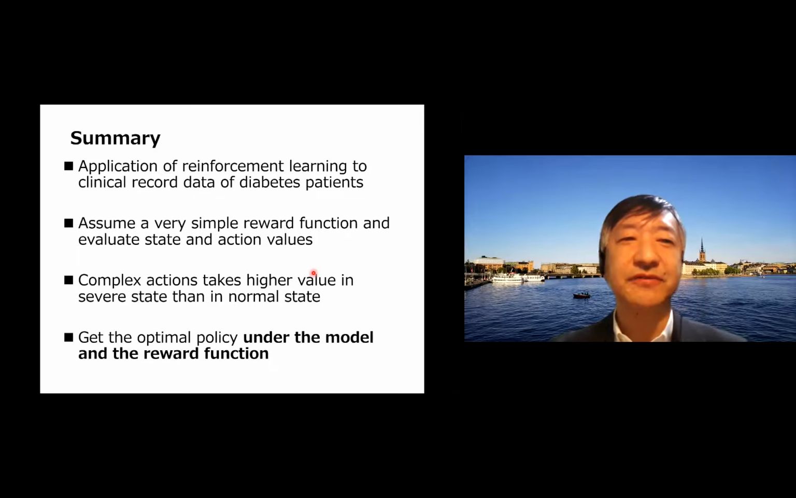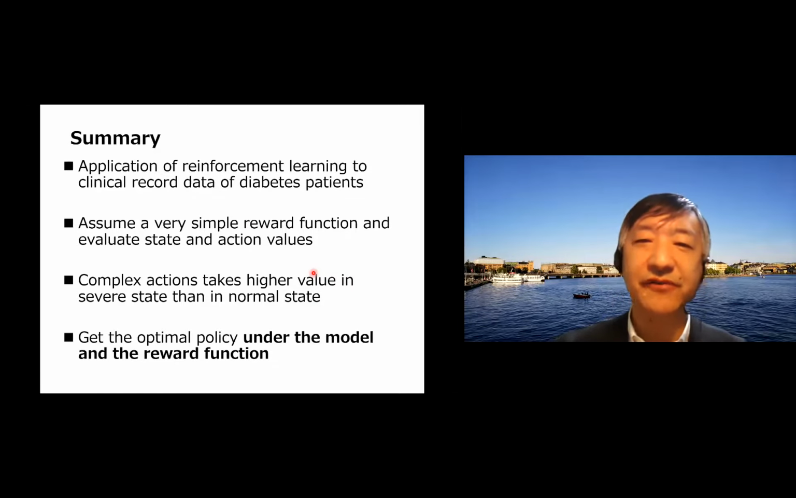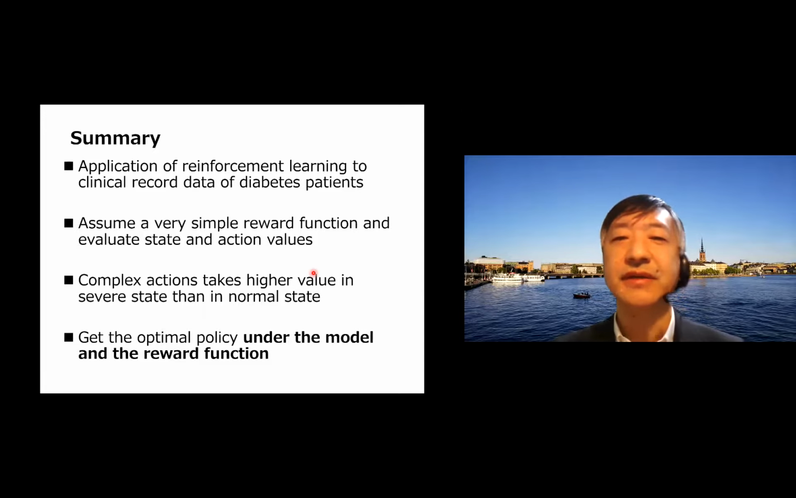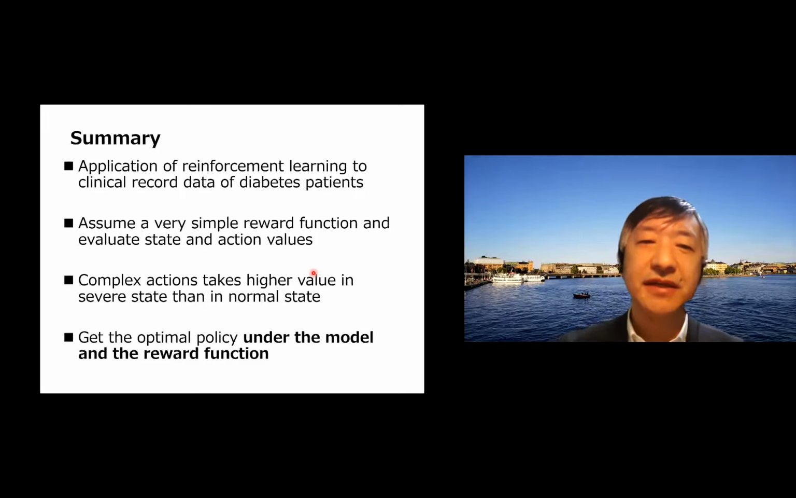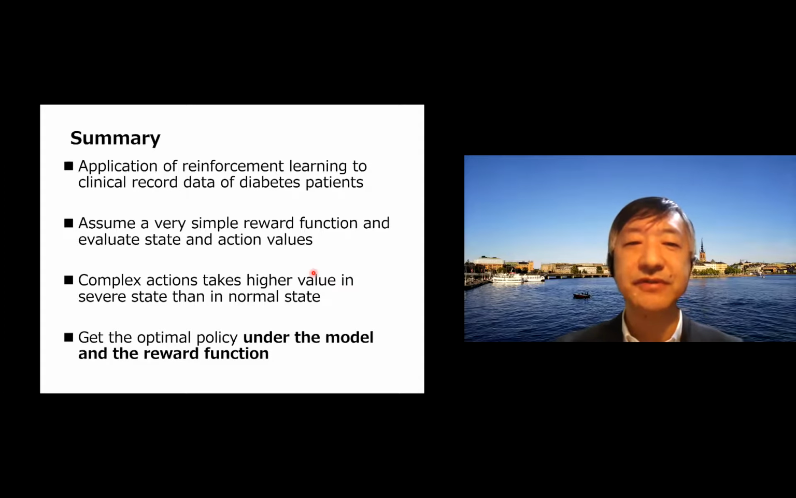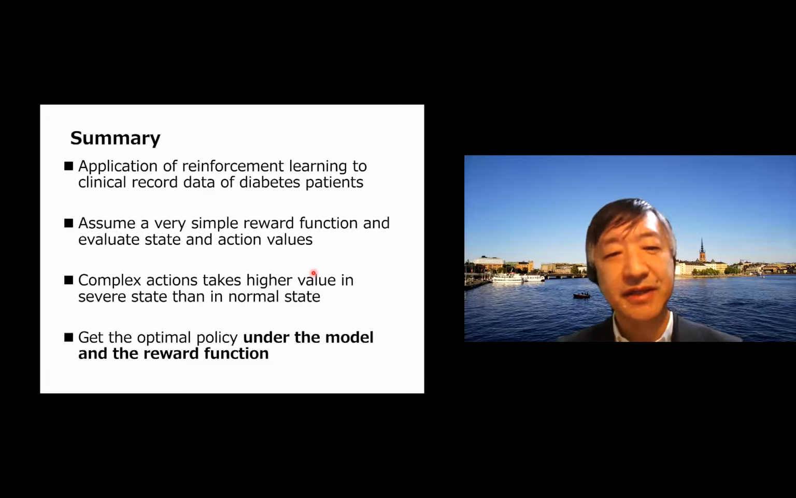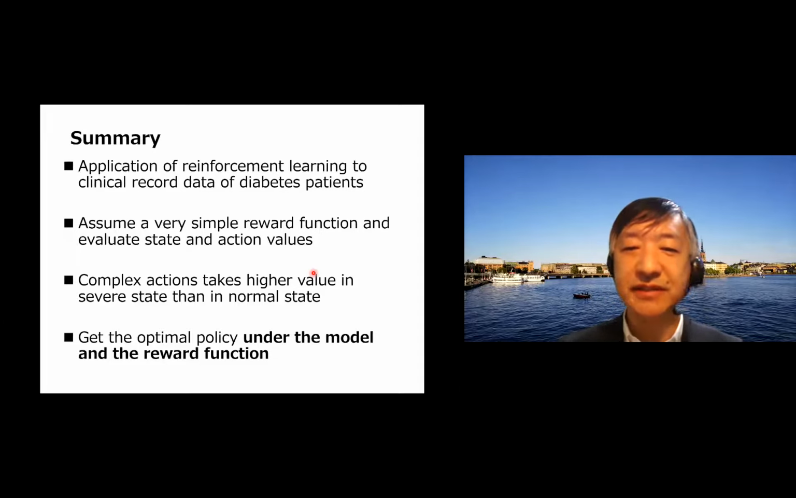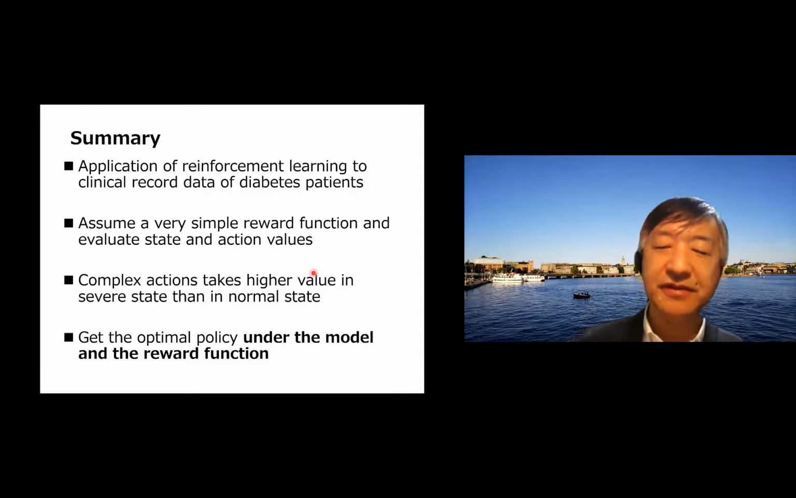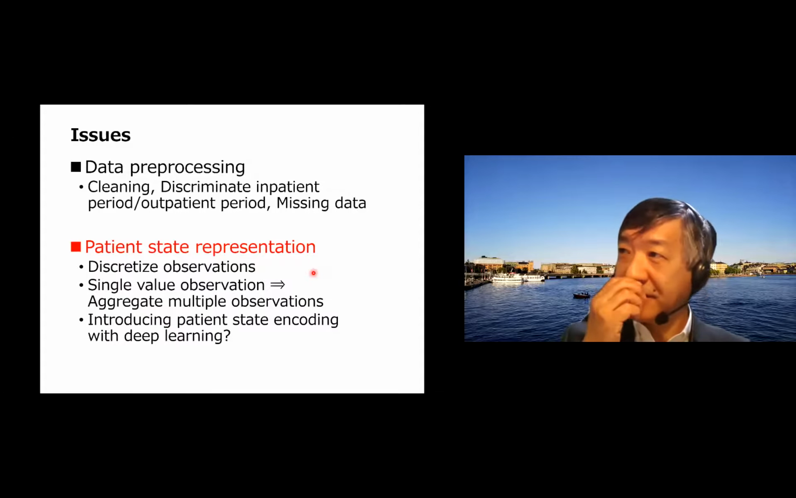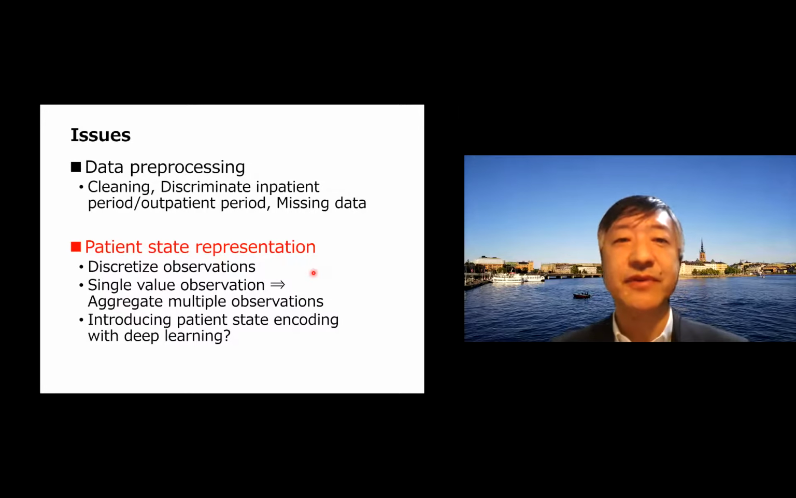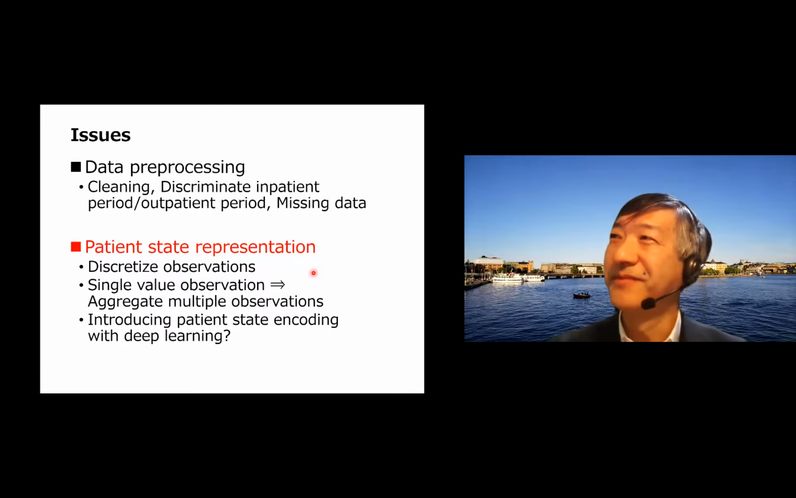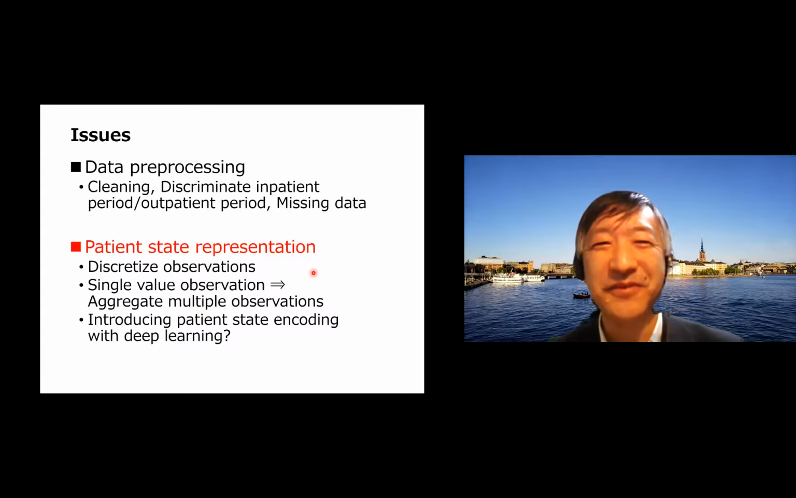So in summary, we applied reinforcement learning to clinical record data of diabetes patients, and we assumed a very simple reward function and evaluated state and action values. Complex actions take higher value in severe states than in normal states, and we can also get the optimal policy under the model and the reward function. And as I mentioned, this is a very primitive first step of this kind of approach.